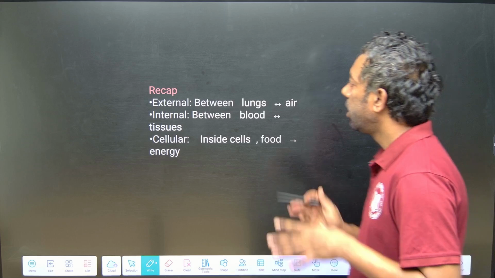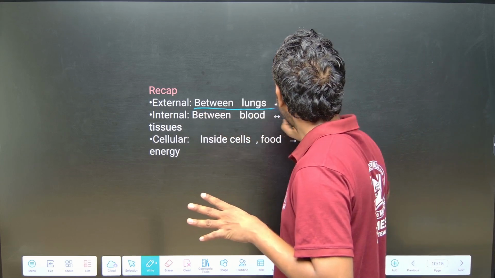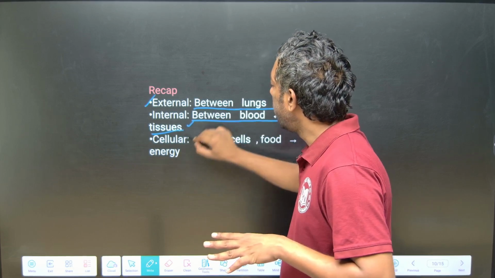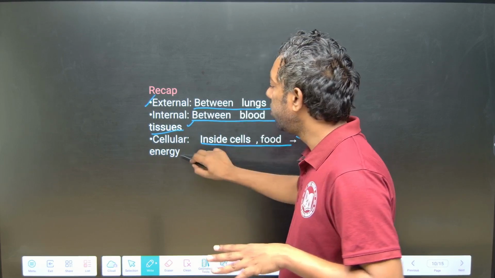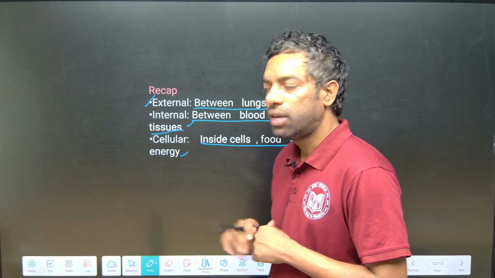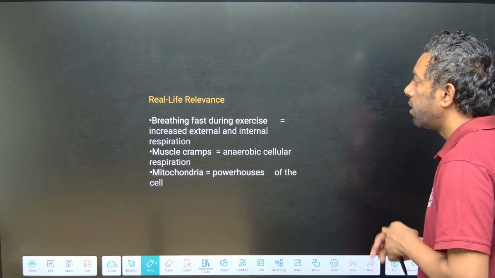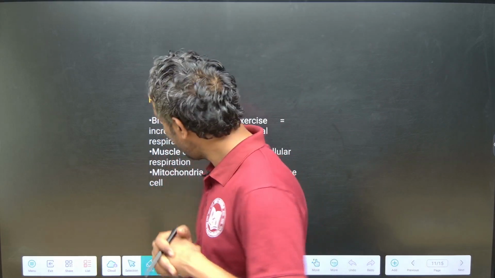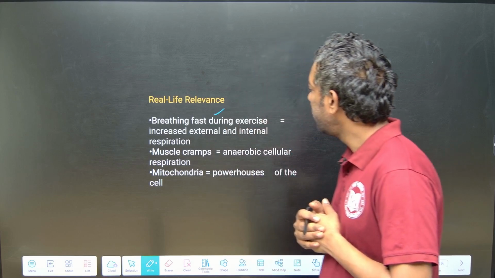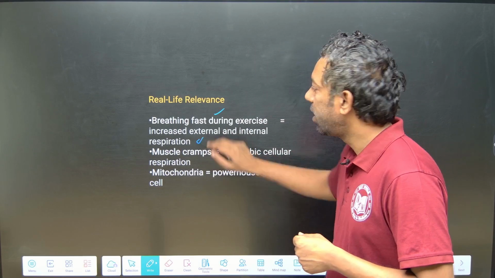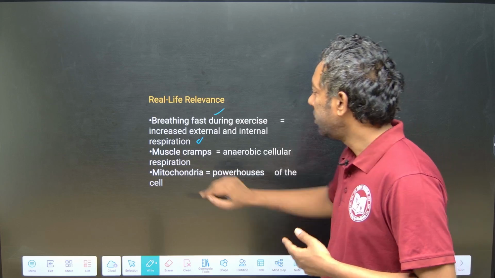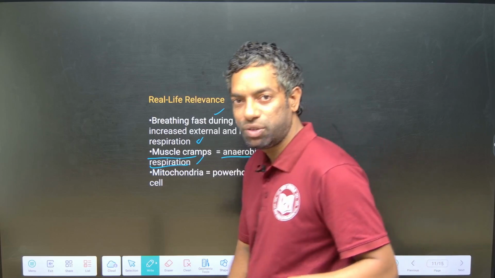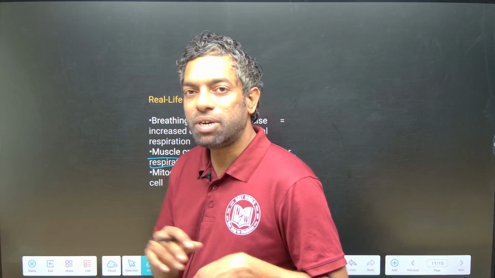Recap: external respiration is between the lungs and air, internal is between the blood and the tissue, and cellular respiration is inside the cells, where food releases energy. This is very simple. You have to apply this process to real life. You breathe fast during exercise, which increases external and internal respiration. Of course, muscle cramps occur, and anaerobic cellular respiration takes place. If oxygen is completely consumed during exercise, anaerobic respiration starts.